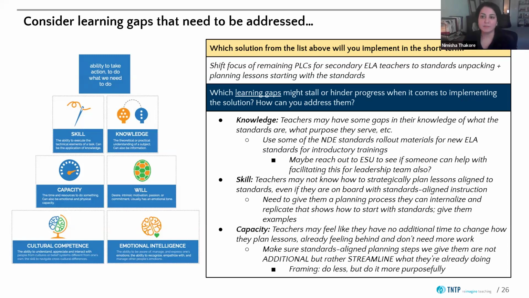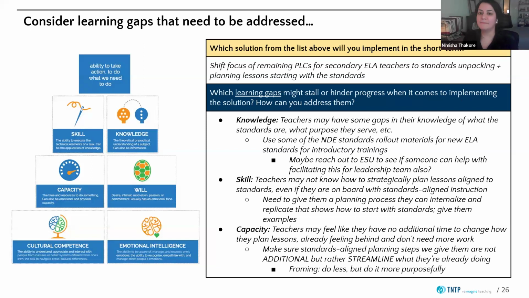Once I've identified a solution, then I want to start anticipating roadblocks. So you might remember this visual here, this pyramid from our last session. This pyramid helps us think about, if I'm implementing this solution, what are the learning gaps teachers might have that could hinder progress, that could get in the way of this solution being successful, right?